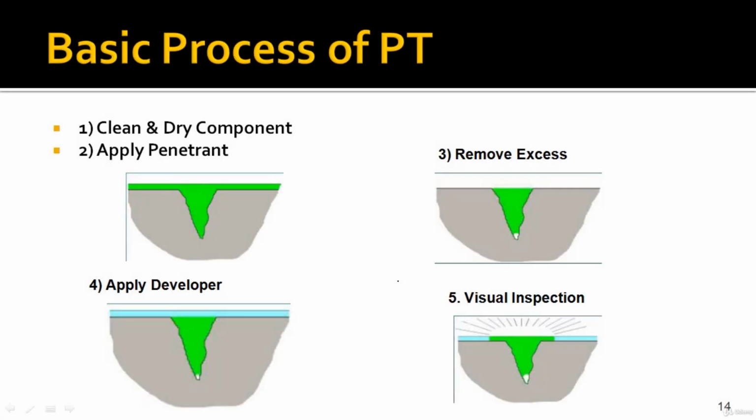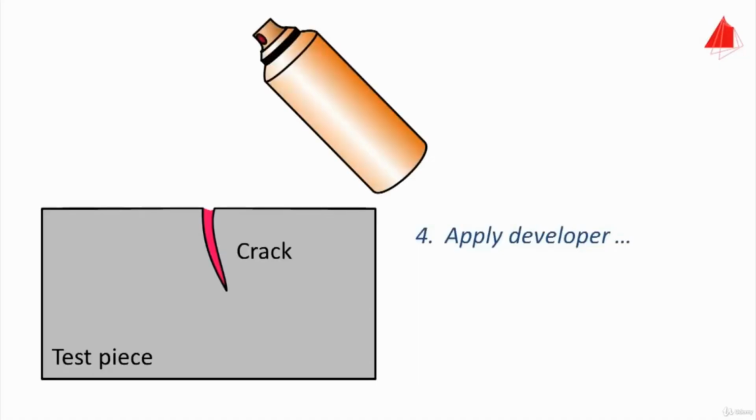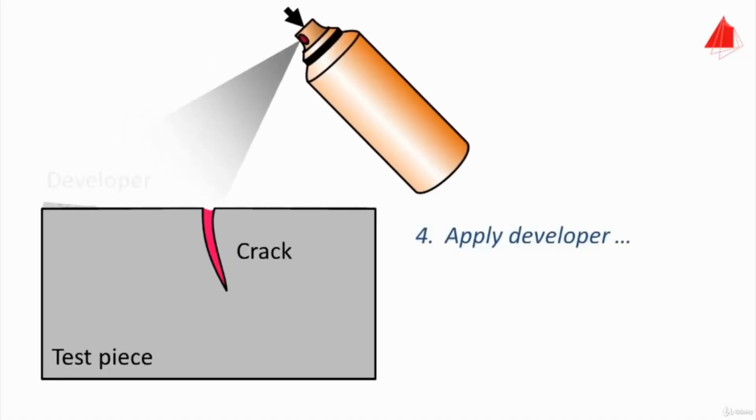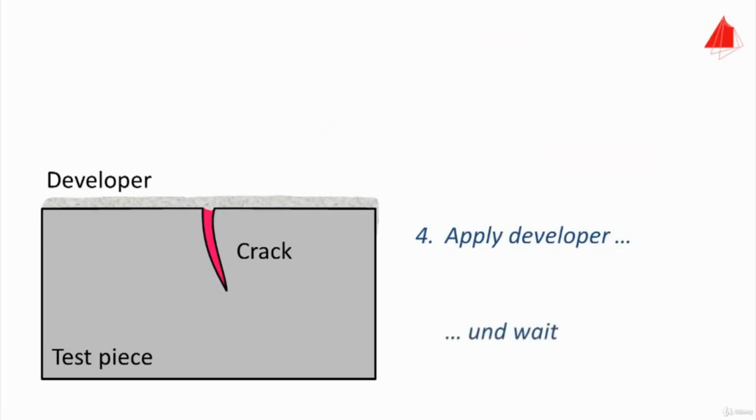If you see the diagrams here, in the first step you clean and dry the component, then apply penetrant. Then the excess penetrant is removed, then you apply developer. The developer is the product which will visualize the defect in your parts. So in your visual inspection, you can see the defects here.